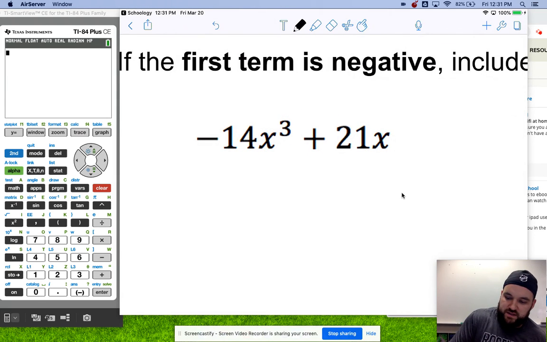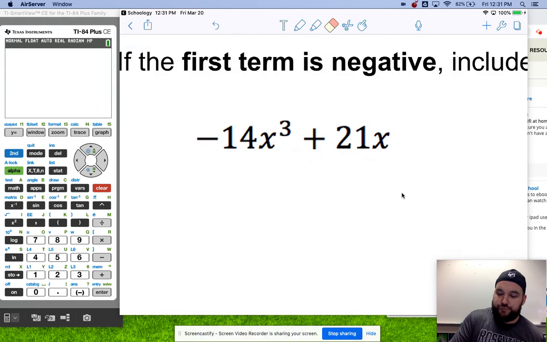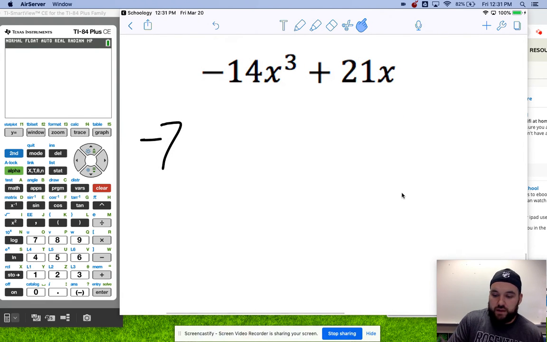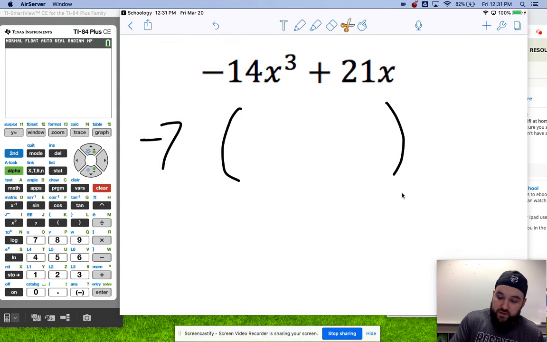Okay. So for instance here, negative 14x to the third and positive 21x. Well, 7 divides both 14 and 21. But because the first number is negative, I want to include the negative with the 7. And again, I'll give a better justification as to why we want to do that later on in chapter 8, but you'll thank yourself later if you take out the negative sign with it. Now, I did mess up because negative 7 is not the only thing that these two terms have in common. They also both have x to the first power that can be taken out.